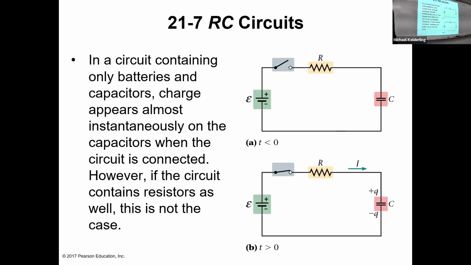Okay, we are going to finish 21 today. So if you have a circuit that only contains batteries and capacitors, the capacitor is going to charge up almost instantly. But we live in reality, there's always a resistance. The wires have a resistance, something like that. However, if it contains resistors, this isn't the case. So if you have a significant amount of resistance, it can take a while for a capacitor to charge.